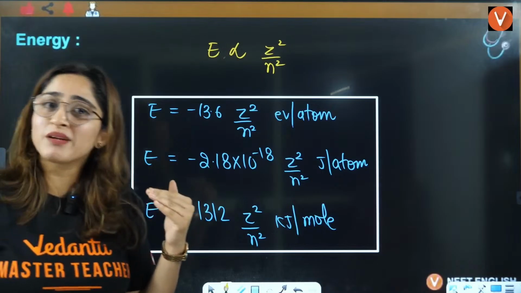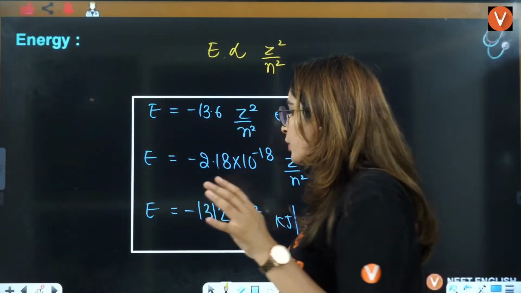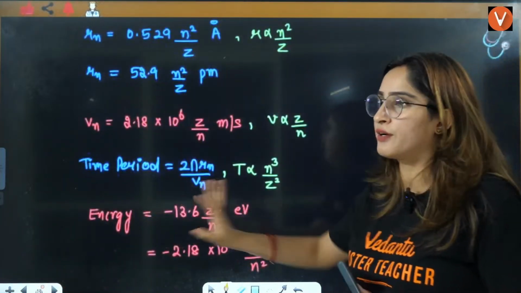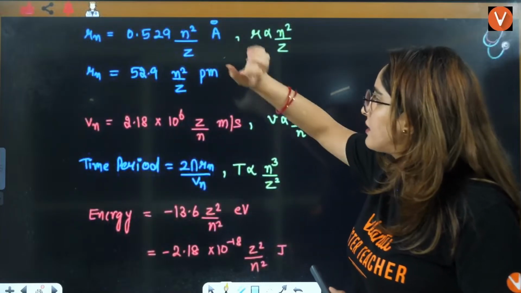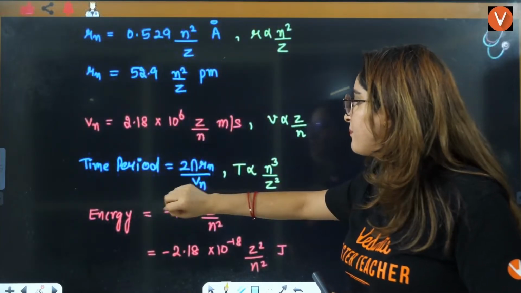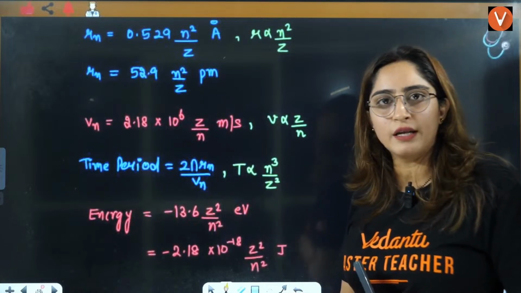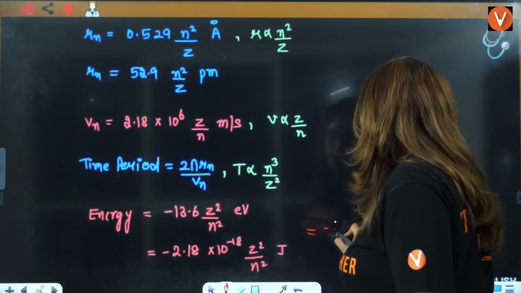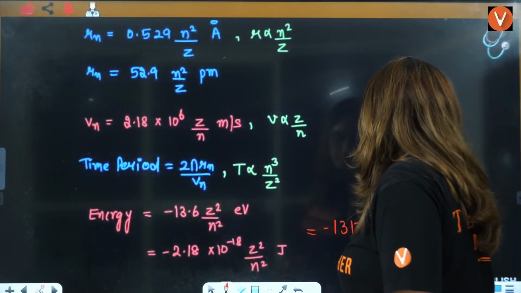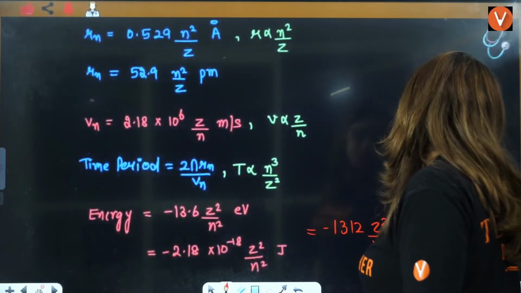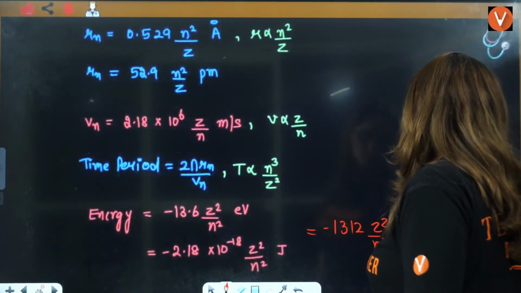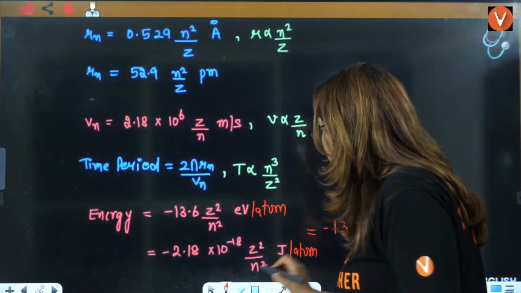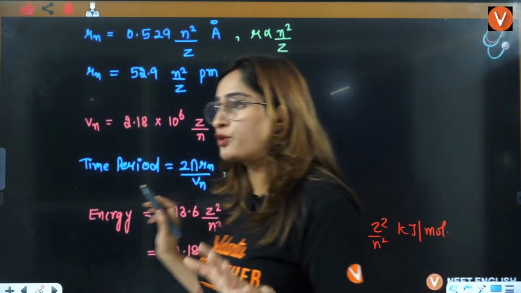Ma'am, do we have to remember this? Yes, you have to remember this. Don't worry, I have also made this particular chart for you. You just have to remember whatever is written here, right? So, radius, then velocity, then you have energy. This I have written here. One more formula of energy we can add over here, that is minus 1312 z square by n square. This is kilojoule per mole. This is per atom and this is also per atom. So all are formulas that you should remember, right?